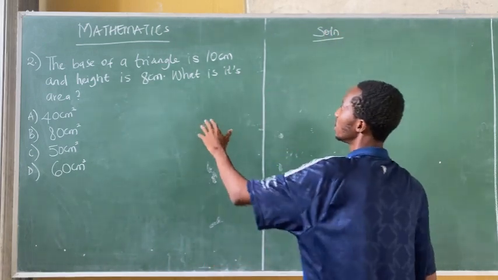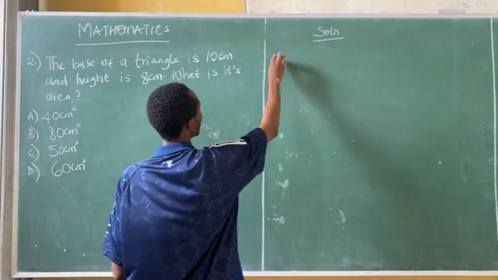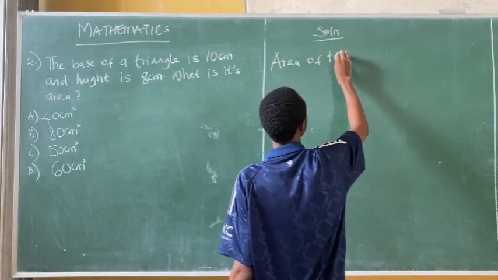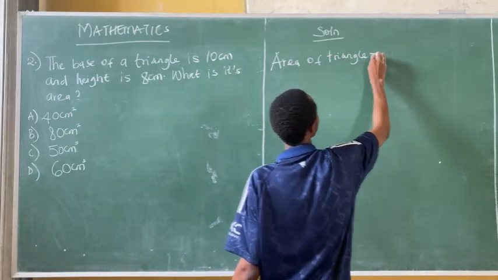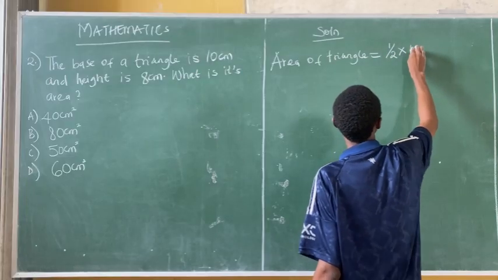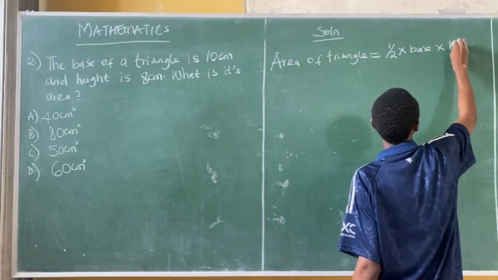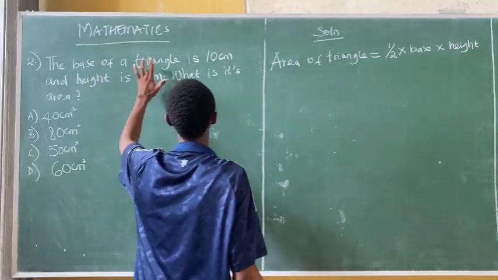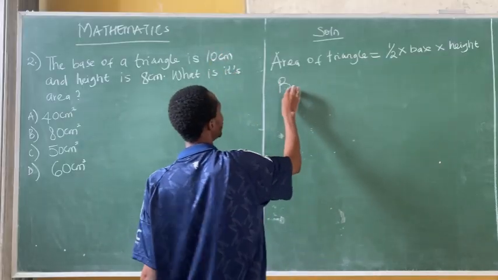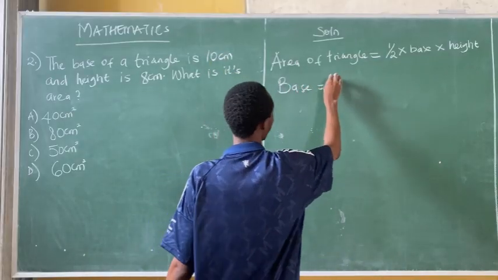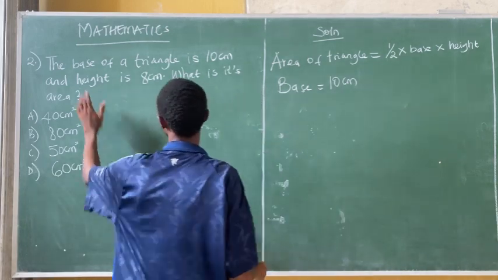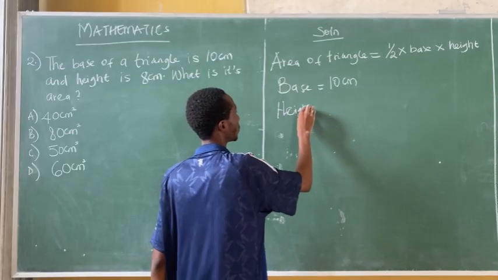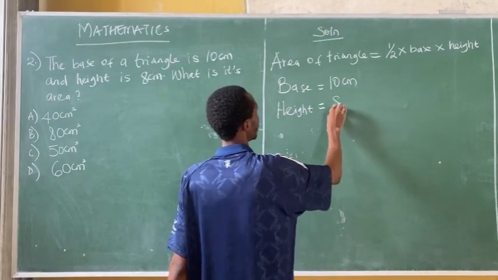Recall that the area of a triangle is given by the formula half base times height. Area of a triangle is equal to half base times height. From the question, they said the base of the triangle is 10 cm. So the base is equal to 10 cm. And height is 8 cm. They also gave us the height from the question, is equal to 8 cm.